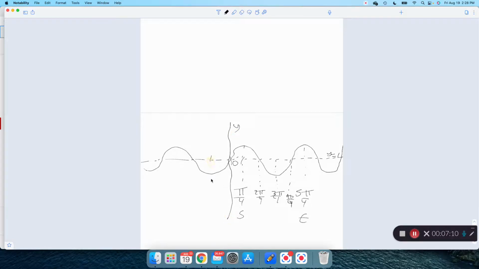Let's keep going. Here's negative pi over 4. Negative 2 pi over 4. Negative 3 pi over 4. It's negative. Okay, now this is at 1 right here. Now I got to start going up and down to find my x-axis. So right here, this line here is 1.